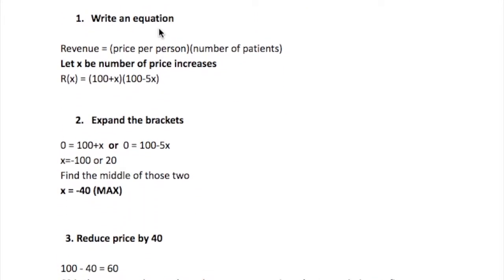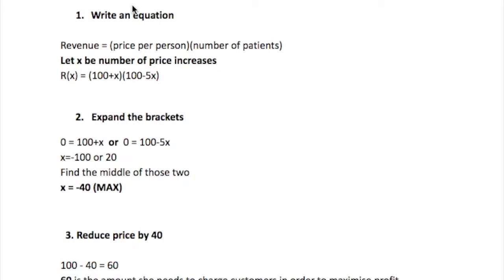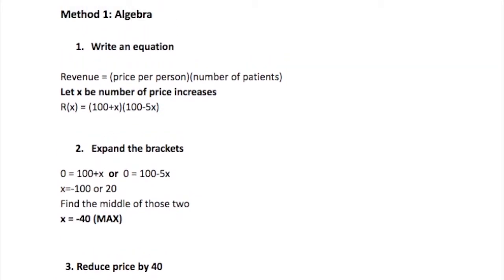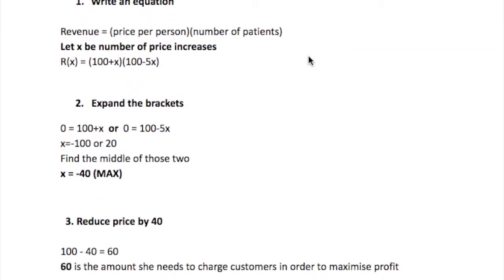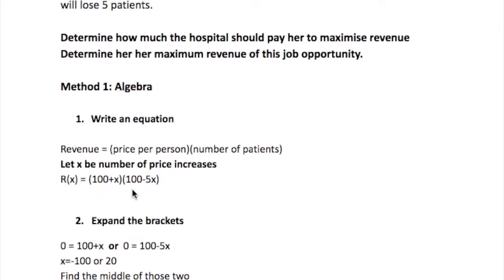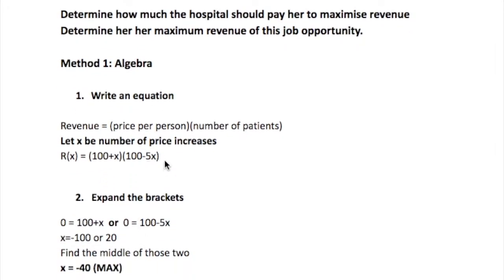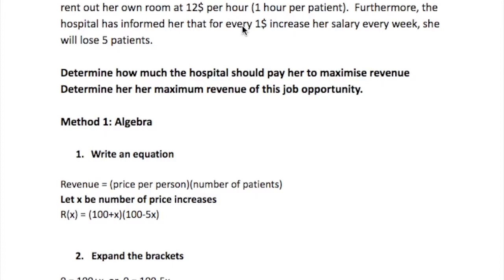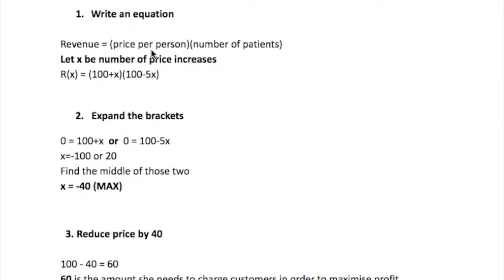Now, we do the same thing to determine how much the hospital should pay her to maximize revenue. Now, method 1, algebra. Write an equation. We already know this equation. Sub it in. 100 per treatment. We sub that in. Now, number of patients. 100 customers per week. We've subbed that in. Minus 5x because we're losing 5 patients.